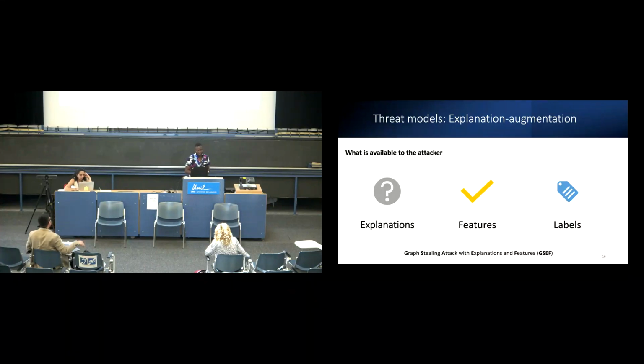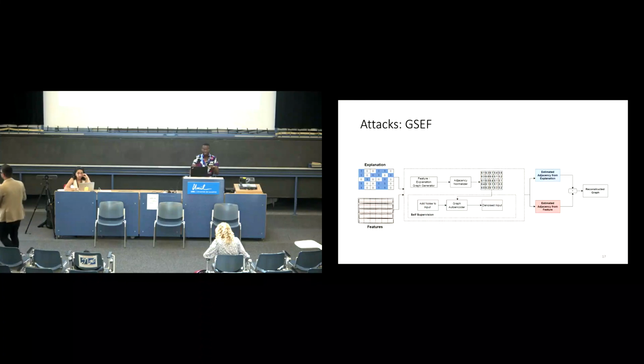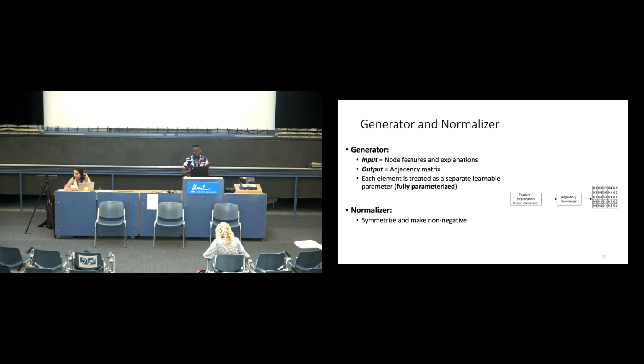In more complicated scenarios where, in addition to the explanation, the features and also the labels are available, we turn to a very interesting part, and we call this the graph structure stealing attack with explanation and features, GSEF for short. We have several variations of that. But in this architecture, there are 2 major parts. The first part is the generator, which generates the adjacency matrix, and the other part is the self-supervision. The reason for the self-supervision is because there's something called edge starvation, which I'll get to in a couple of minutes. I'll explain each of the components, and I'll start with the generator.